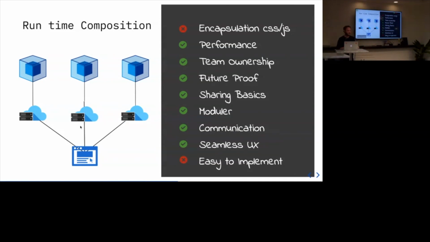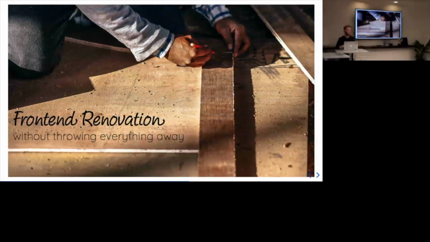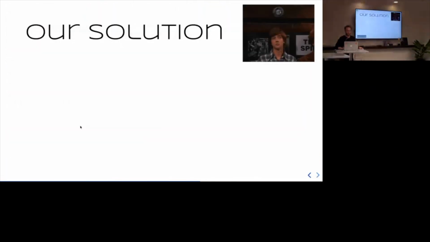You can have some form of communication, and having a seamless UI and user experience is really dependent on your implementation. But it's not very easy to implement. It's very hard to have something deployed to production and be pulled by other applications during runtime. So how do we do all of this without completely rewriting our application and throwing everything away? We decided to use what we have already with a few modifications.